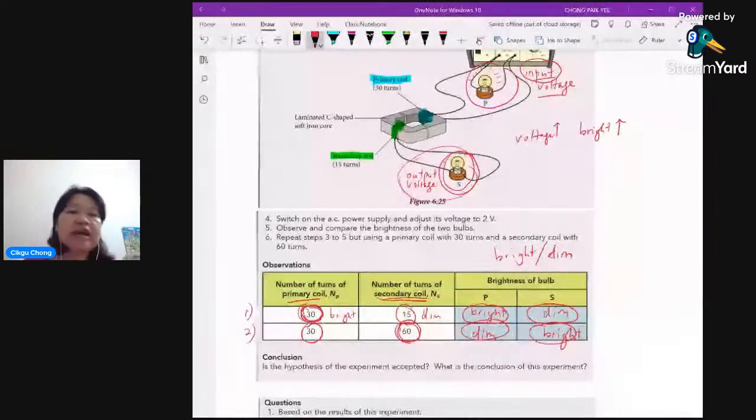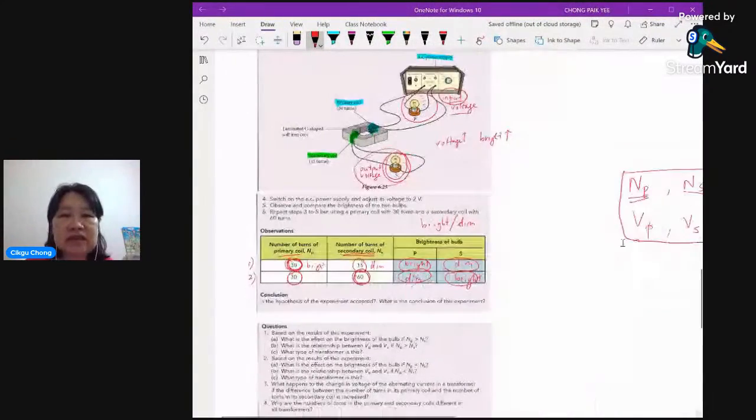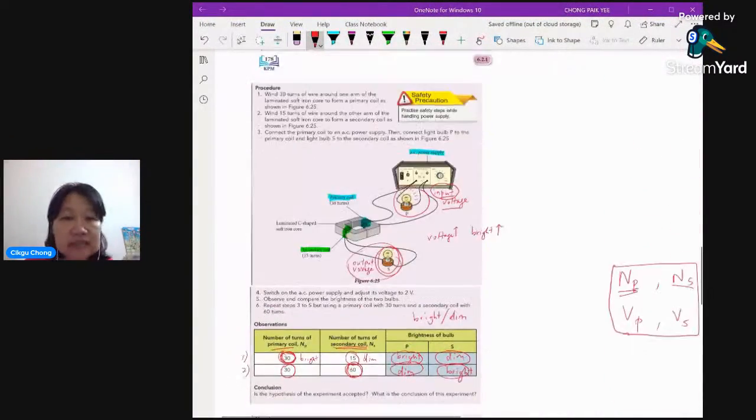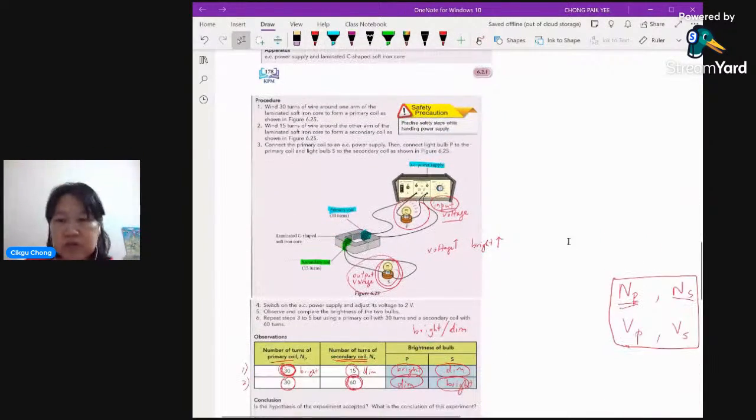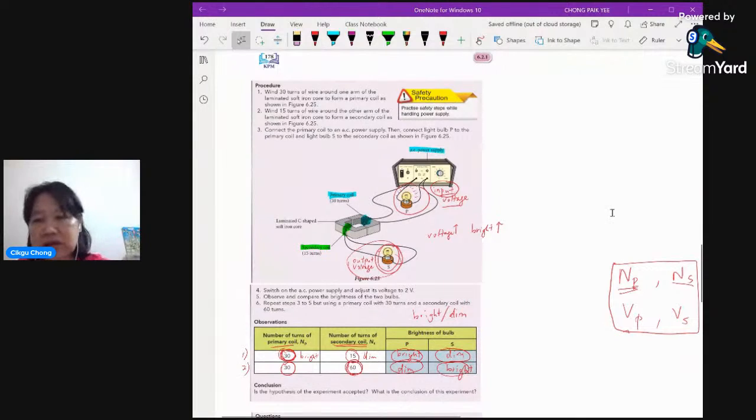Correct. Okay, so we will stop here first. At the moment, you are until here. In the next lesson, I will go through the questions here with the calculation, because you need to know the NP, NS, and so on. So we will discuss that later in class.